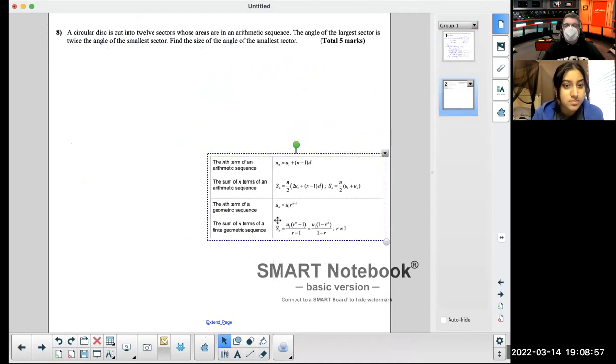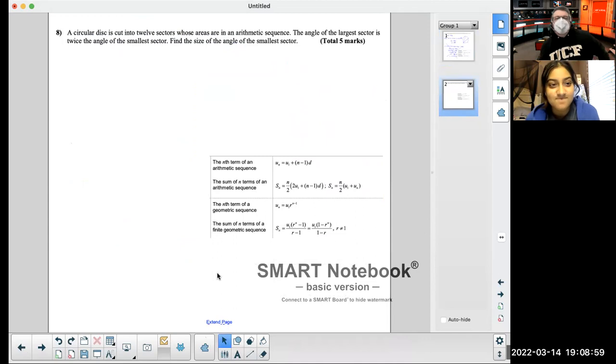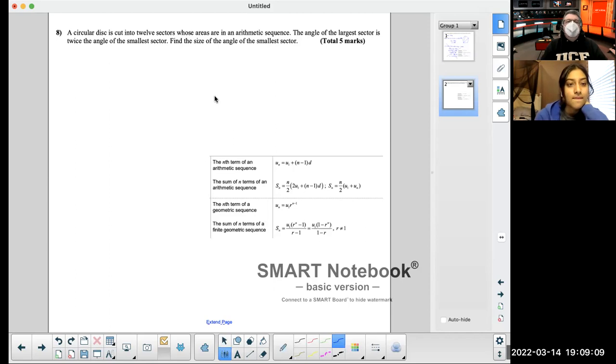Oh, I don't know if it's going to work again. Do you? I'm not sure. I don't know. Arithmetic sequence. The angle of the largest sector is twice the angle of the smallest sector. Find the size of the angle of the smallest sector.